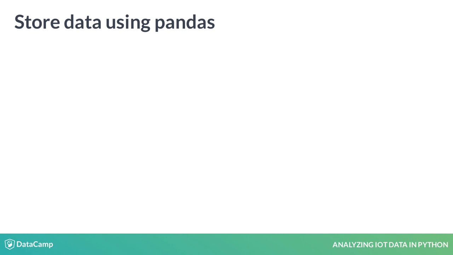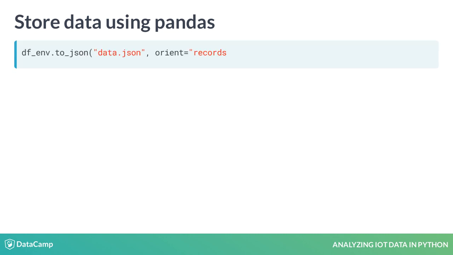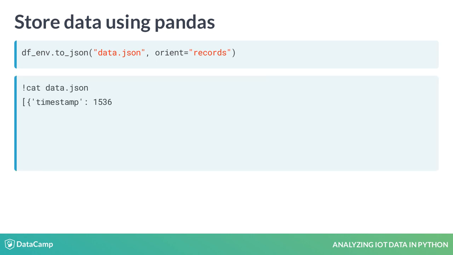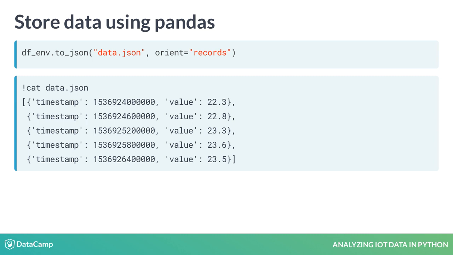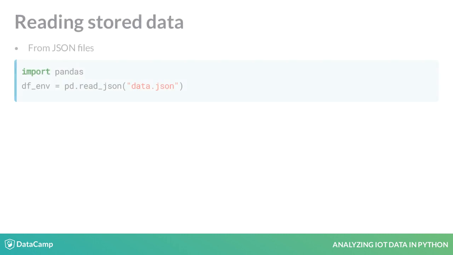Storing JSON data in Pandas is as simple as calling dataframe.to_json, specifying the file name as the first argument. We specify orient equals records to achieve a human readable result. As we can see, the format of the data stored is identical to the downloaded data. There are many other storage formats available, like CSV or HDF5, all with different benefits and drawbacks, but the formats are beyond the scope of the course.